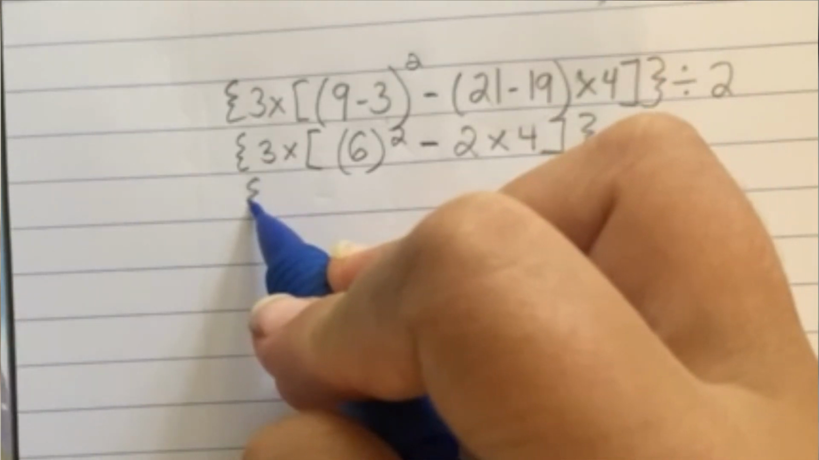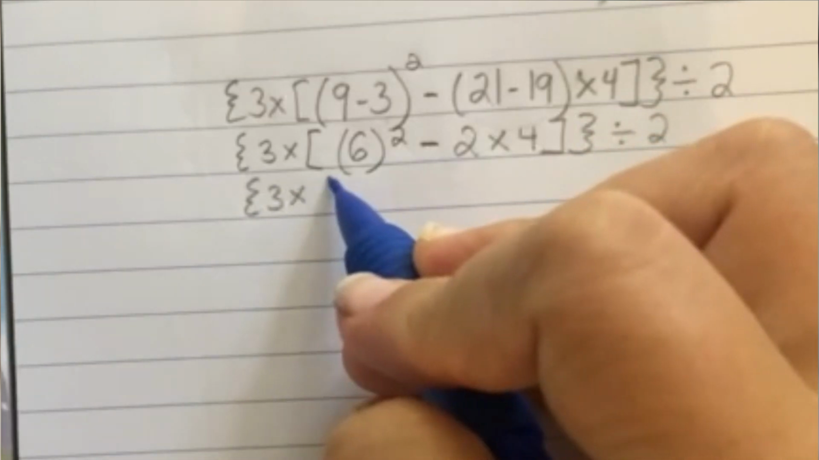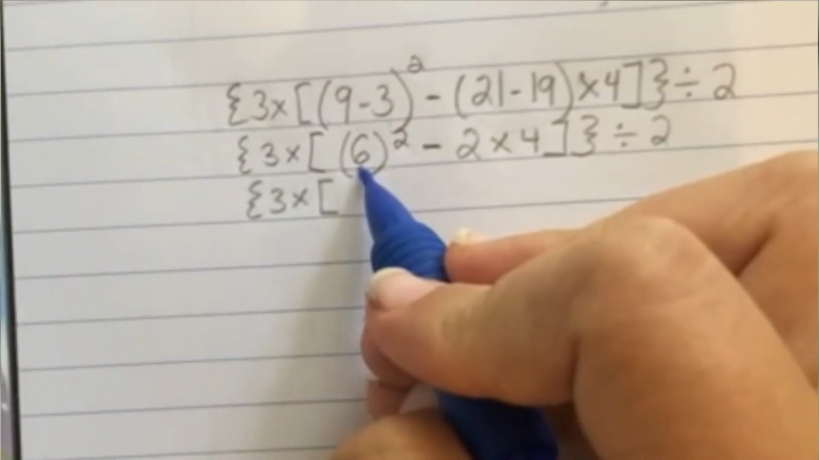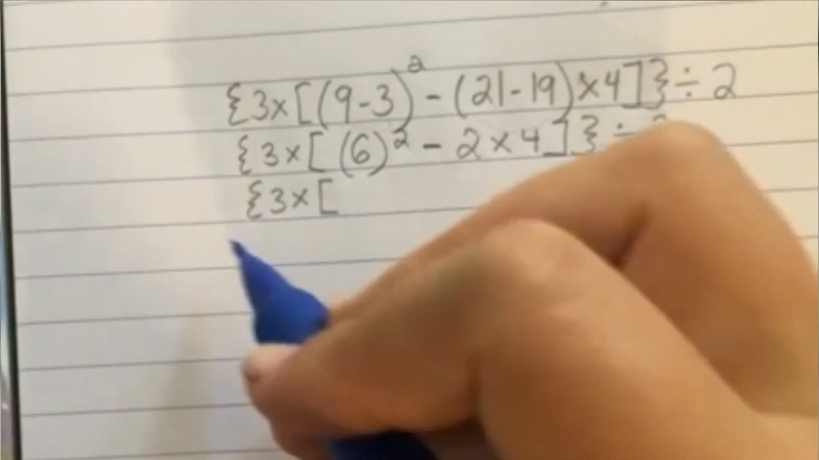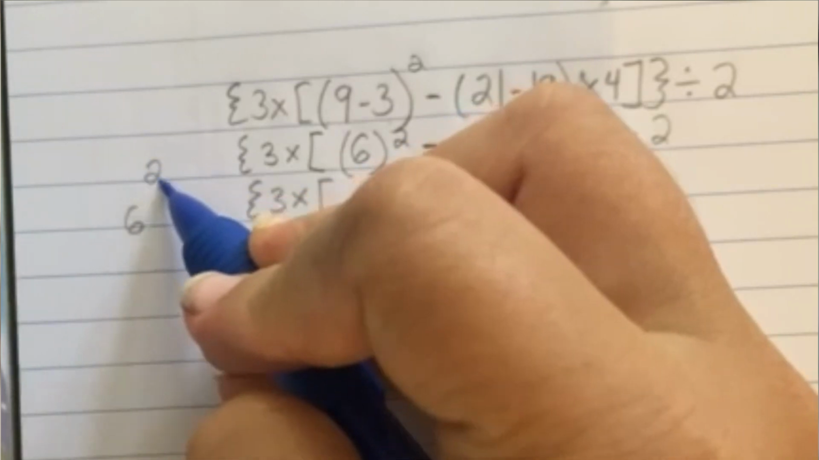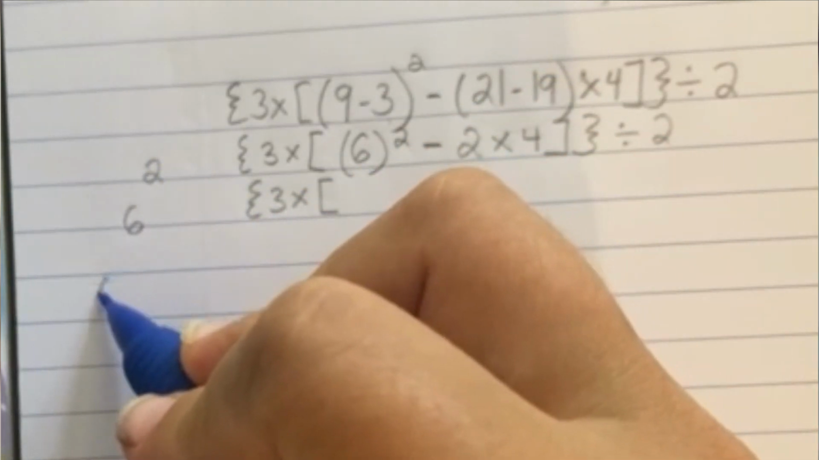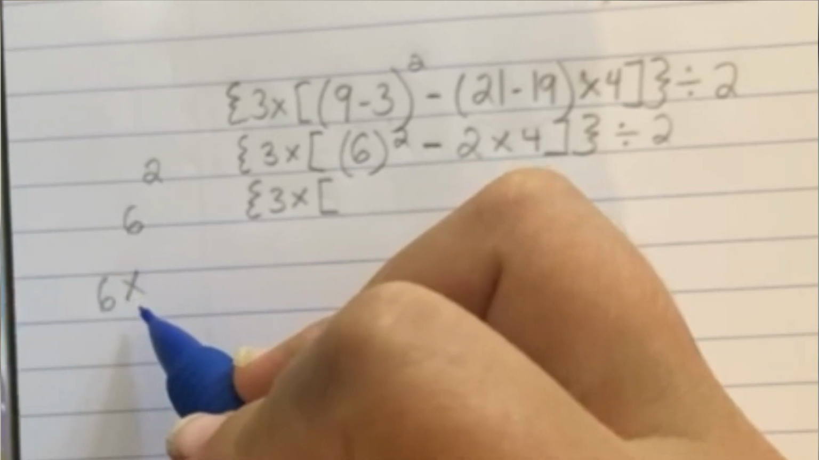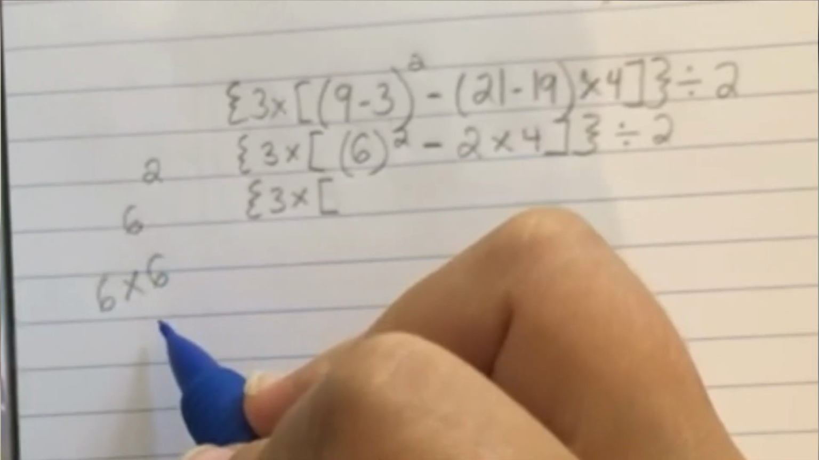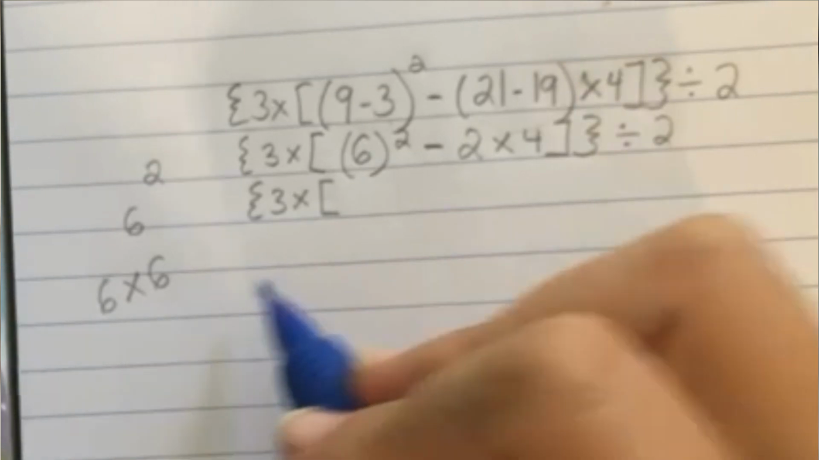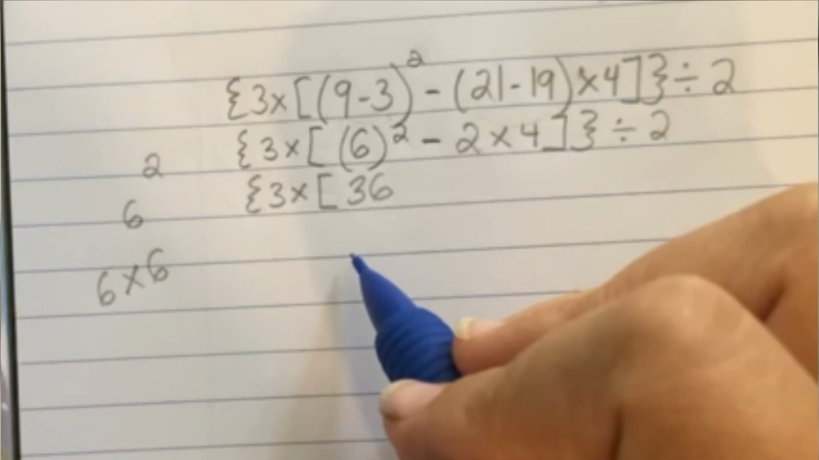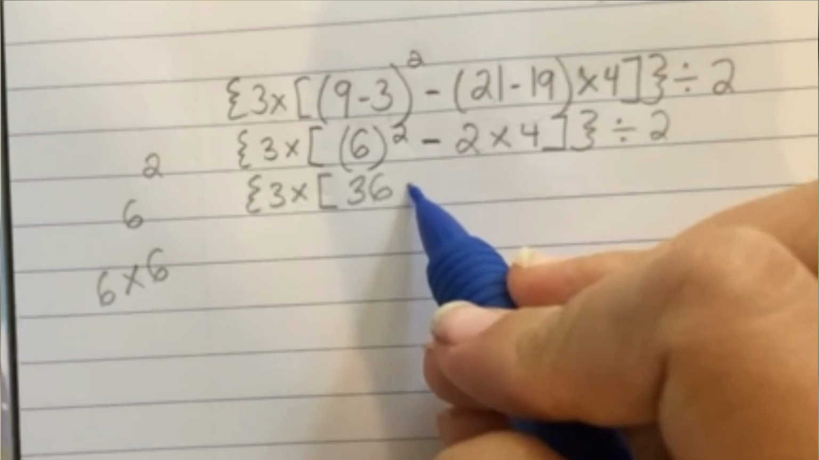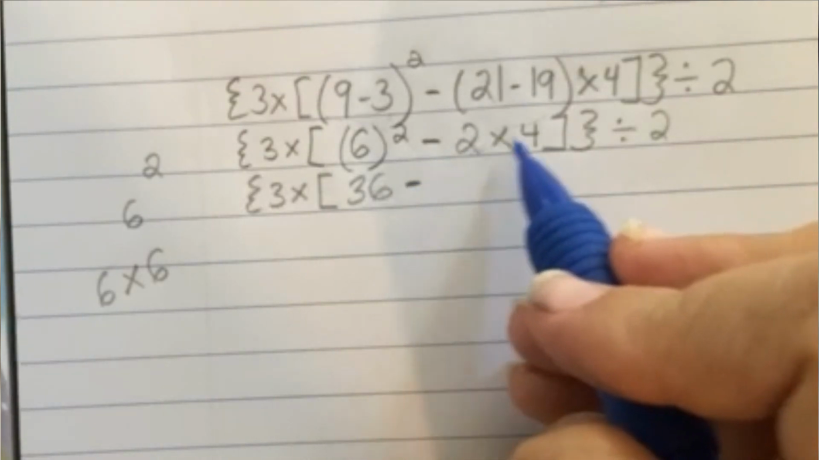We have open brace 3 times. We have our open bracket, and we're going to solve 6 raised to the power of 2. This is an exponent. This is our next step that we need to take, dealing with PEMDAS. So 6 raised to the second power means we have 6 times 6, 6 repeated twice, which is going to be 36. We solved for this parentheses and with the exponent, so we can take out the parentheses, and we're just left with 36. Now we see minus 2 times 4.